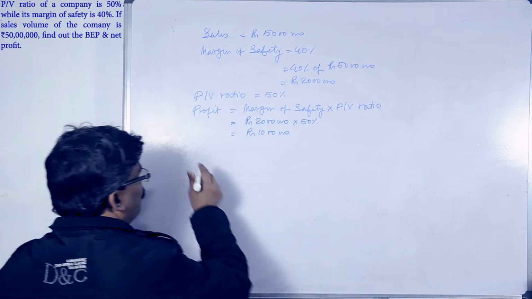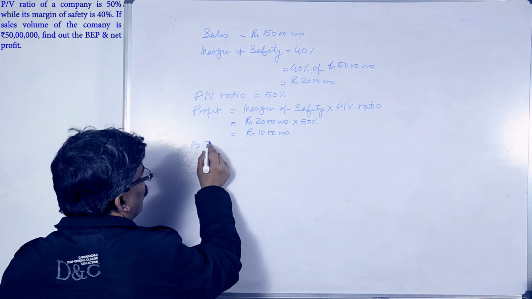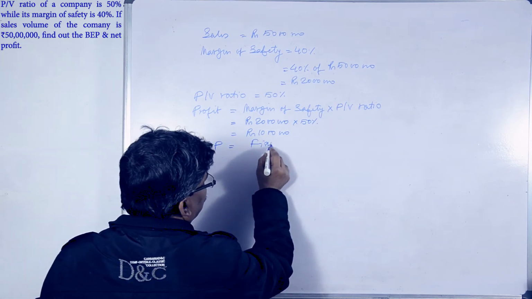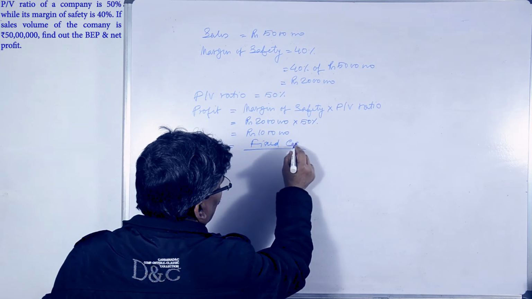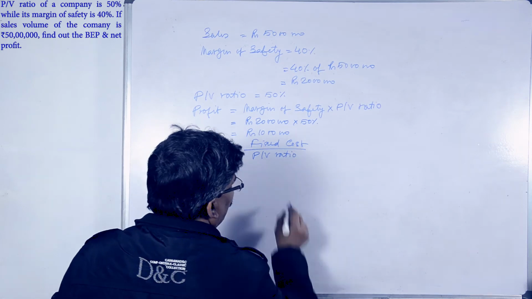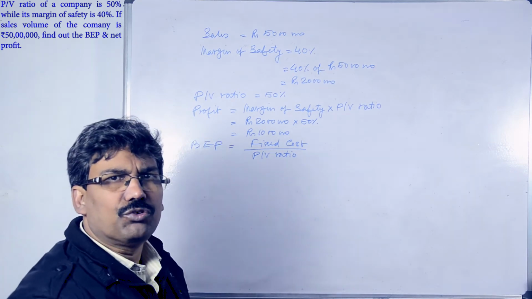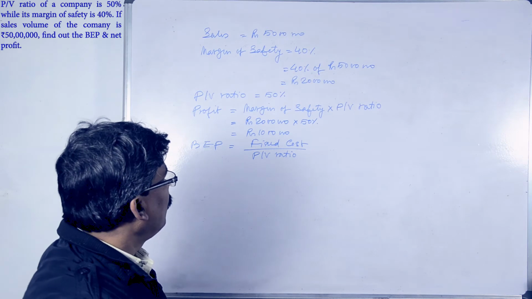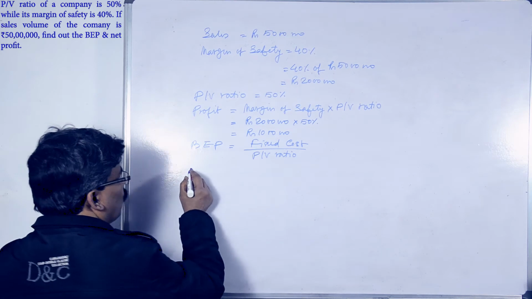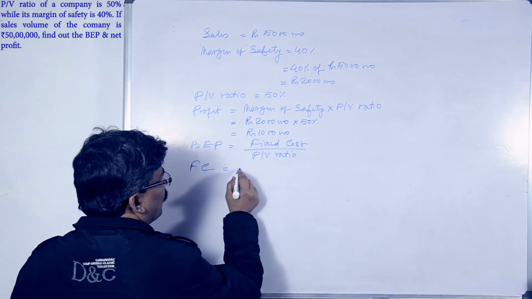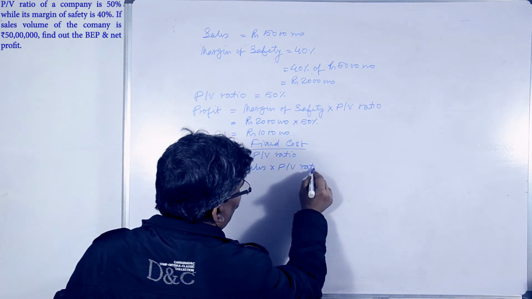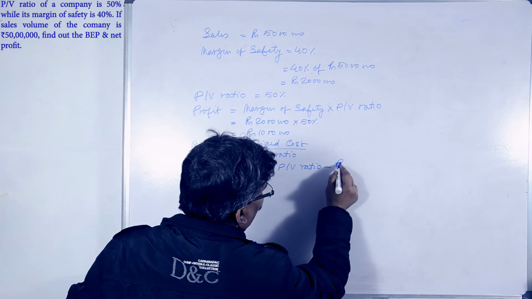It is also given to calculate BEP, means break even point. We know BEP equals to fixed cost divided by PV ratio. In this question, fixed cost is not given, then we need to calculate fixed cost. For that, we have sales, we have PV ratio, we have profit. Then fixed cost can be calculated, or the formula of fixed cost is just like this: sales into PV ratio minus profit.